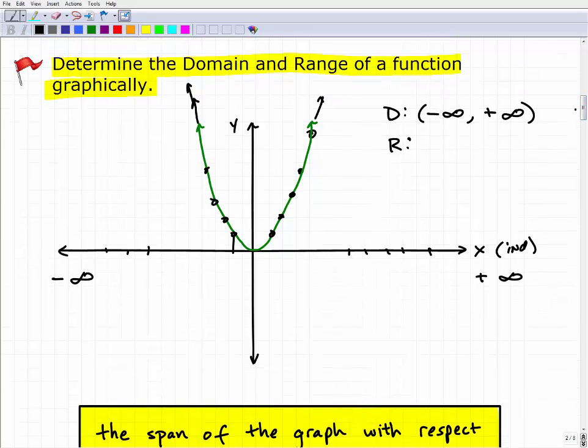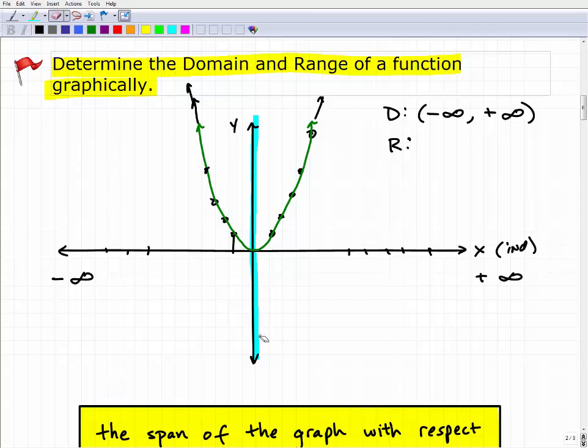So maybe I'll give you a chance to see if you can figure it out on your own. Okay, give me a quick second. You may want to pause the video. What I'm looking for is the span. Basically we're doing the same thing, but instead of using the x-axis, we're using the y-axis. I'm going to go ahead and see if you can figure this out.